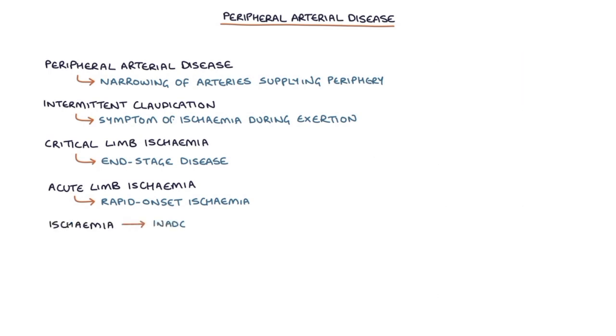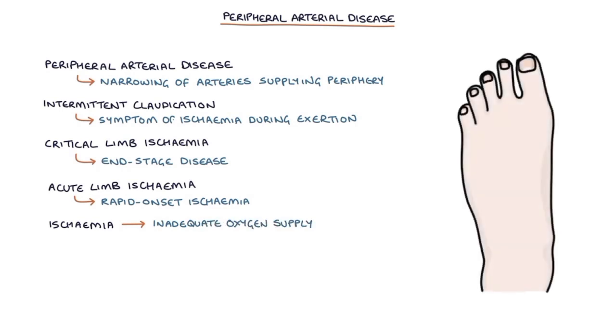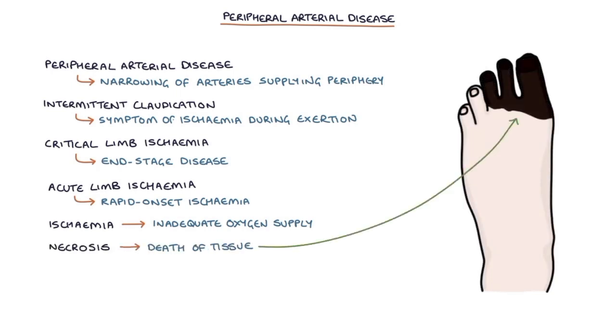Ischemia refers to inadequate oxygen supply to the tissues due to reduced blood supply. Necrosis refers to the death of tissue. Gangrene refers to the death of tissue specifically due to an inadequate blood supply.